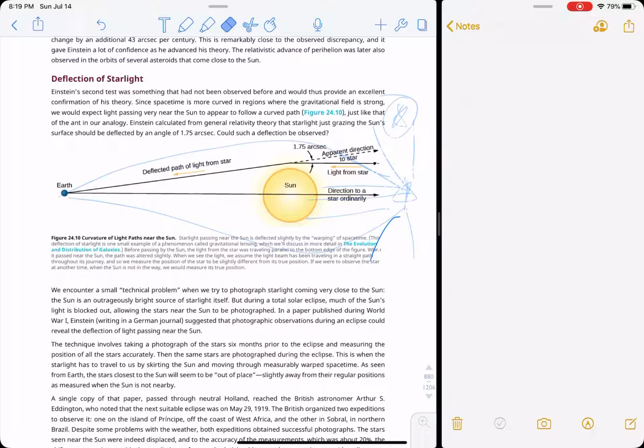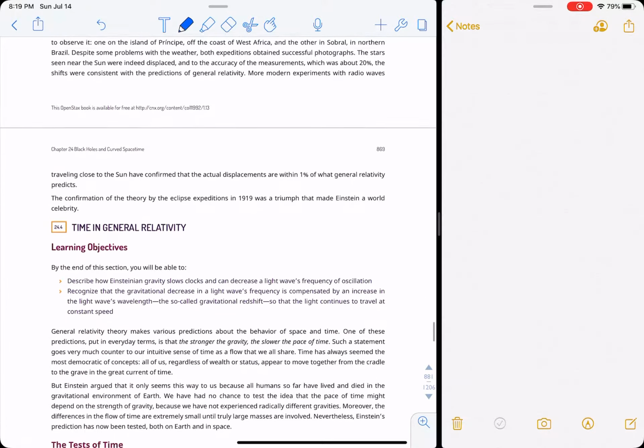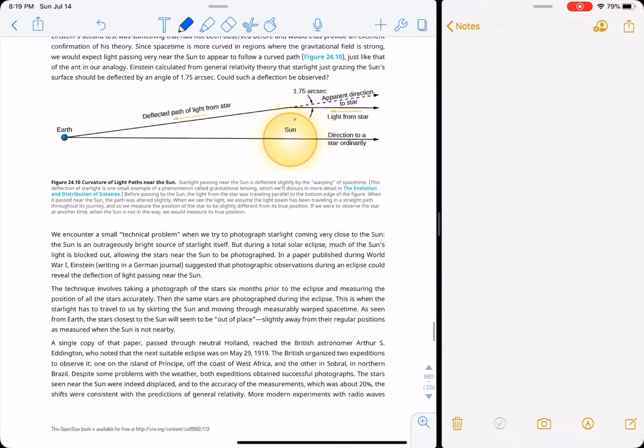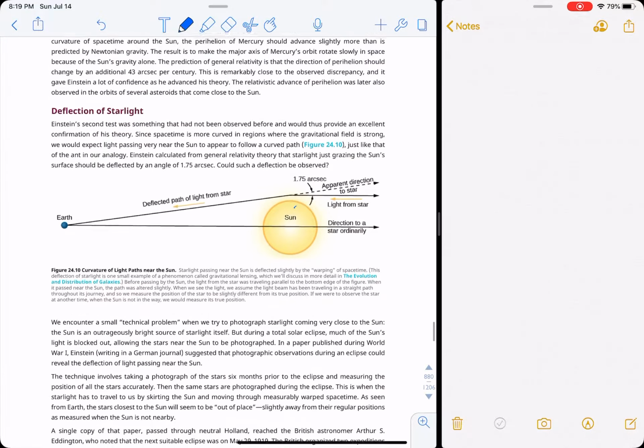And that was a 1919 solar eclipse. The moon blocked out the sun, and then they took pictures of the stars and compared their locations during the eclipse to where they normally are. Sure enough, they were displaced, and they were displaced exactly according to Einstein. So that was a really big deal. Those were two of the main tests.